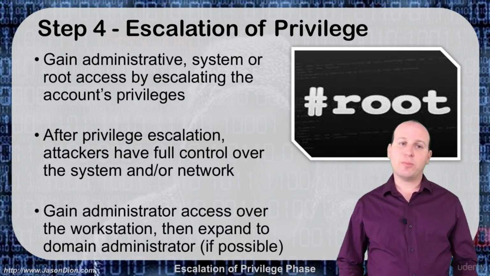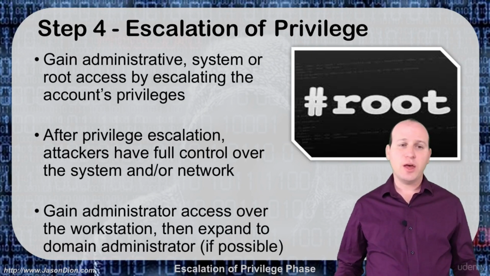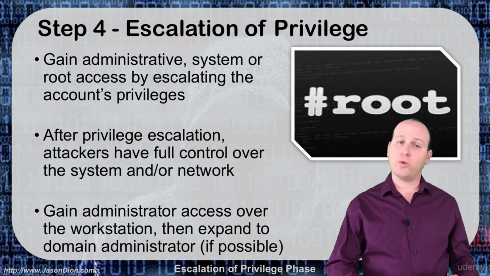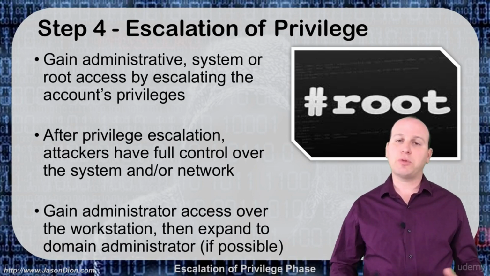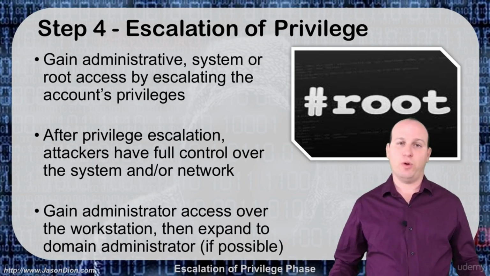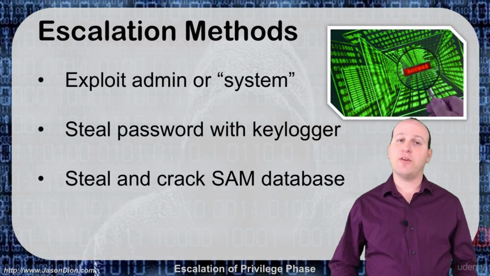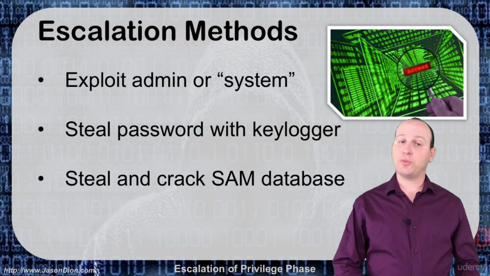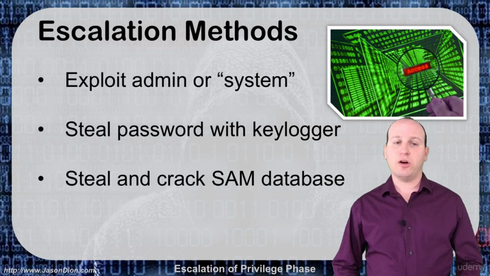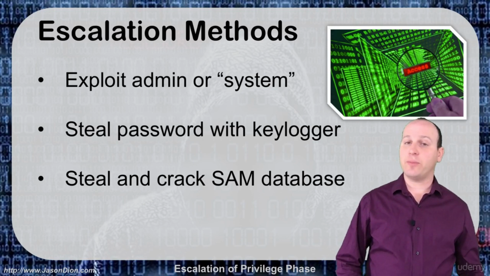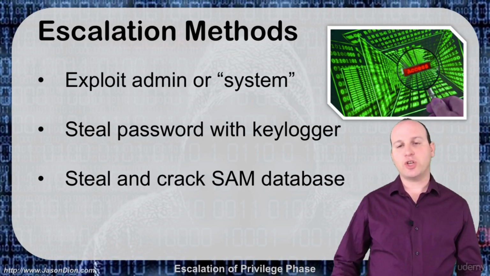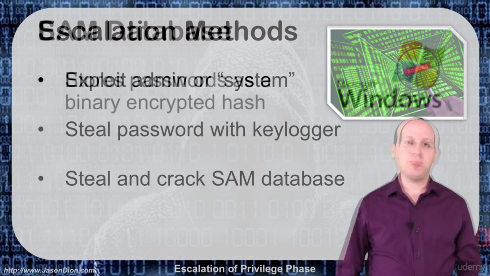After we've escalated our privileges, the next thing is we're going to have full control over the network or system, and we can gain administrative access over the workstation and then expand out to the domain if possible. This is going to give us complete control of the network where we can do whatever we want. So what are some methods of escalation? Well, we can exploit an administrator or a system to begin with. We can steal passwords with keyloggers, or we can crack the password itself. And we can do that through the SAM database in Windows, or we can use the shadow database inside Linux.